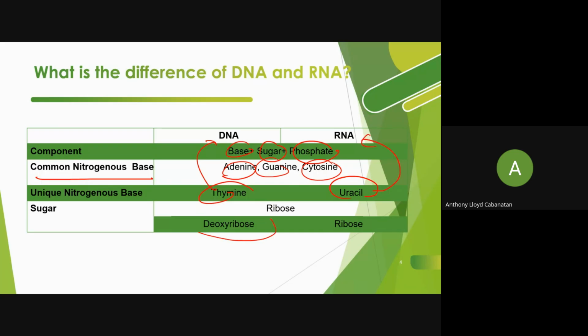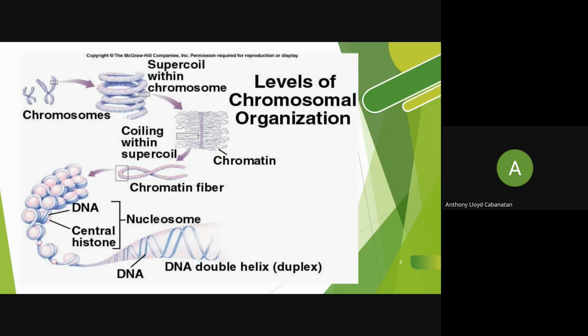Another thing, yung kanilang sugar. Deoxyribose to, DNA natin, ribose lang for RNA. Class, malaki yung participation ng RNA when it comes to protein production. Okay? Explain ko mamaya. Next, let's move on now with the levels of chromosomal organization, starting with the chromosome.